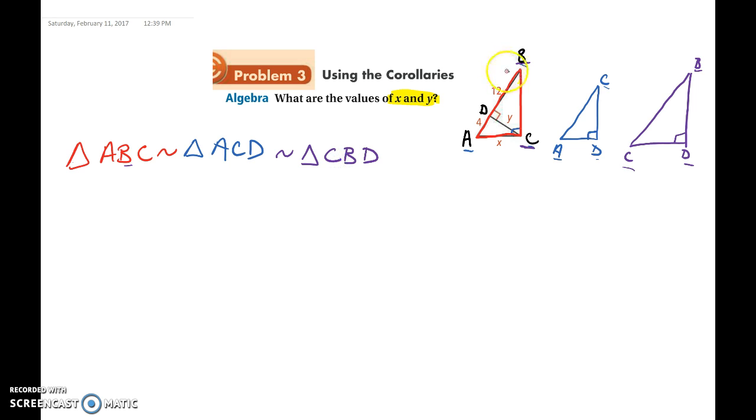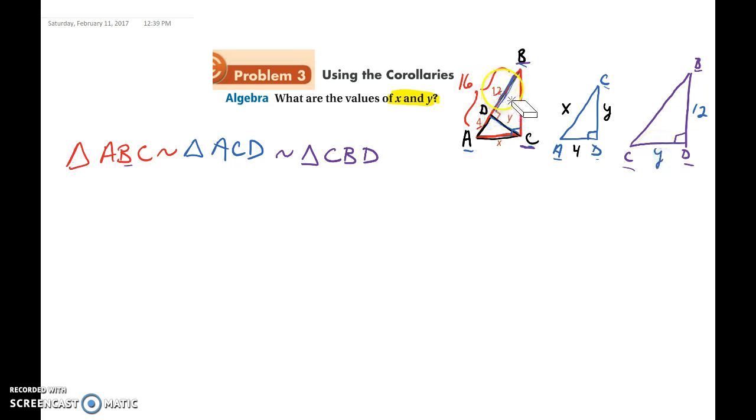Right, now after that, I'm going to go ahead and fill in all the sides that we have for a triangle. So I know this side is 16 total because 12 plus 4. I have CD is equal to Y, so I can fill in Y here. AC is equal to X, so I can fill in X here. And then AD is equal to 4, so I can fill in 4 here. And then go into the purple triangle. I know that BD is equal to 12, so I can fill in 12. And I know CD is equal to Y, so I can fill in Y.